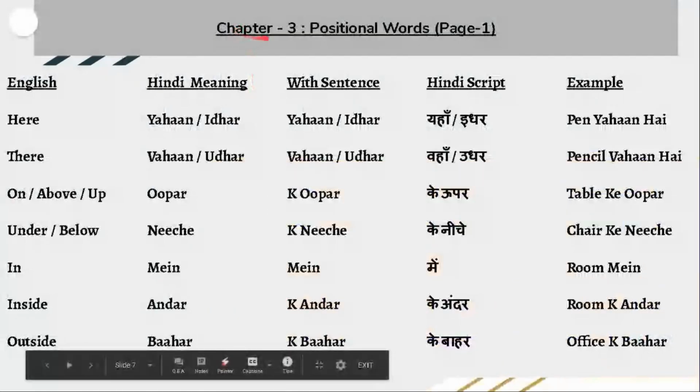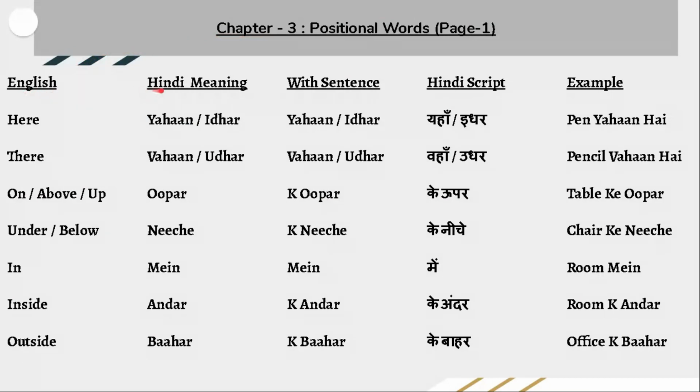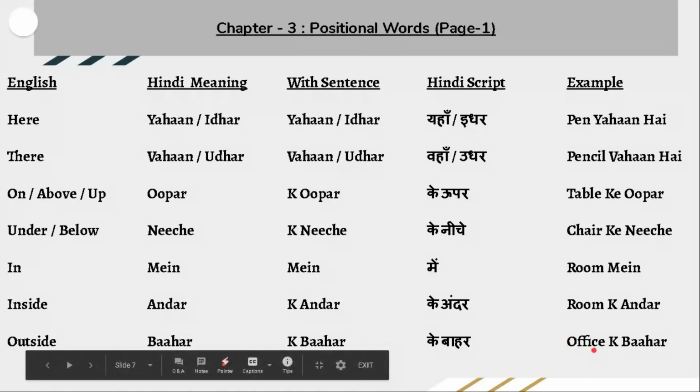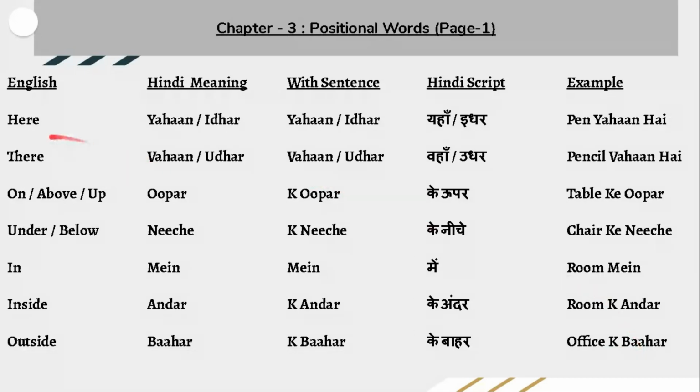Here is chapter 3. I have explained in 5 columns. In the first column, English words. In second, Hindi meanings. Third column shows how to use these words in a sentence. The same has been shown in the fourth column but in Hindi script for those who can read Hindi. And the last column shows proper sentences using these words. Here you can get a basic idea about sentences from the last column. For more clarity, I'll show one more time one sentence using each positional word, but at the end of this chapter. Now let me explain.